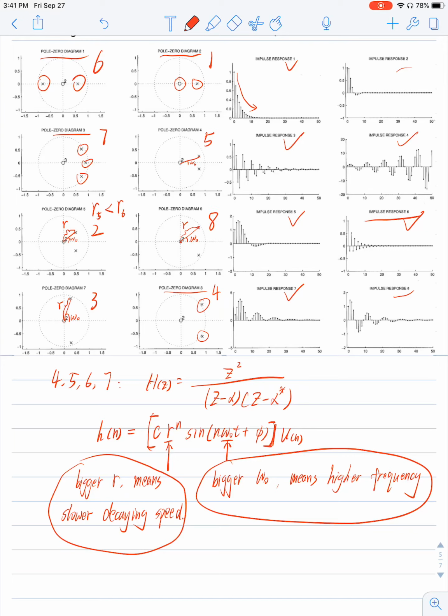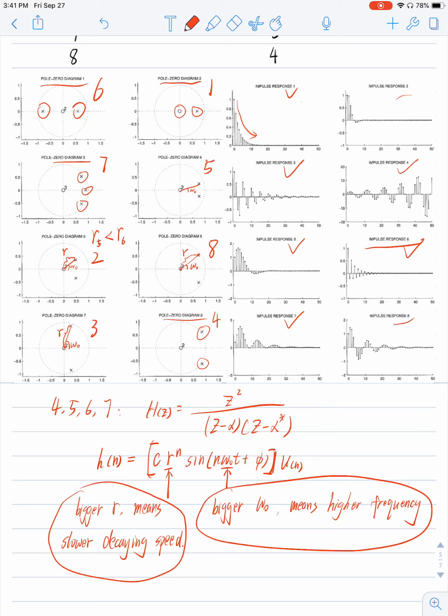Okay, that's all. Those are all the solutions and justifications for problem 9.